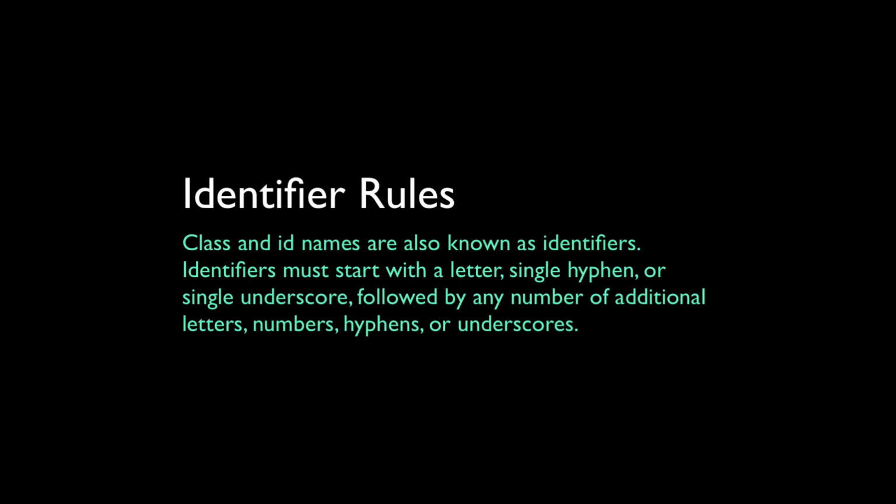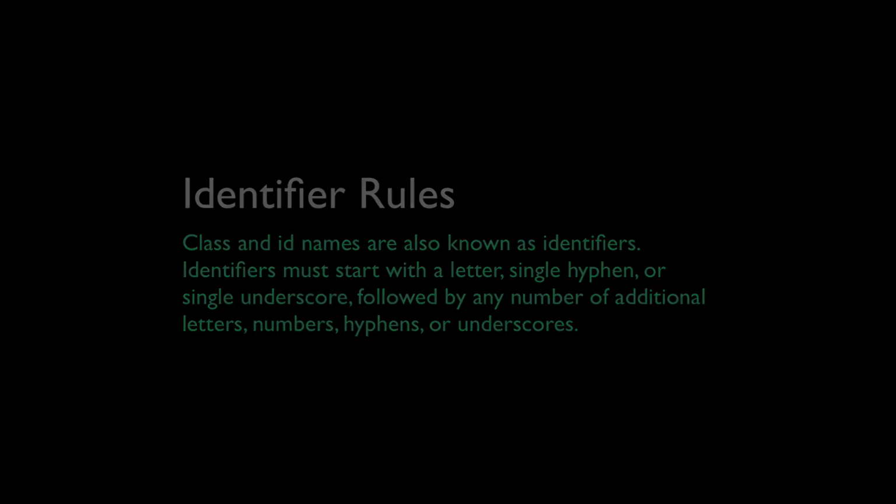Class and ID names are also known as identifiers. Each identifier must start with a letter, a single hyphen, or a single underscore, followed by any number of letters, numbers, hyphens, or underscores. I would recommend starting your identifiers with a letter and separating multiple words with either hyphens or underscores. Whichever naming convention you choose, just be consistent throughout your project. You and anyone else working on this code down the line will thank you for it.